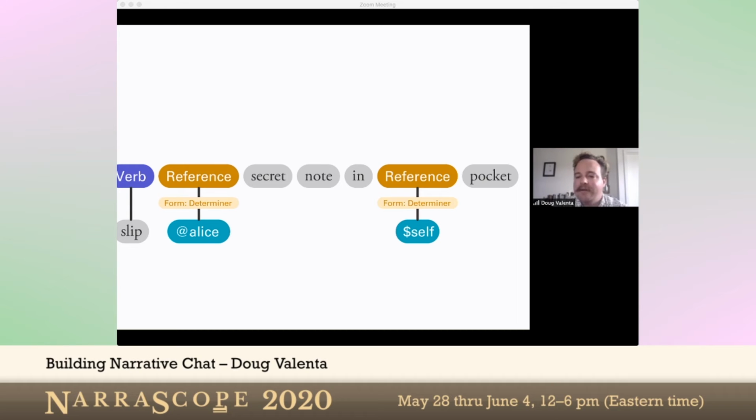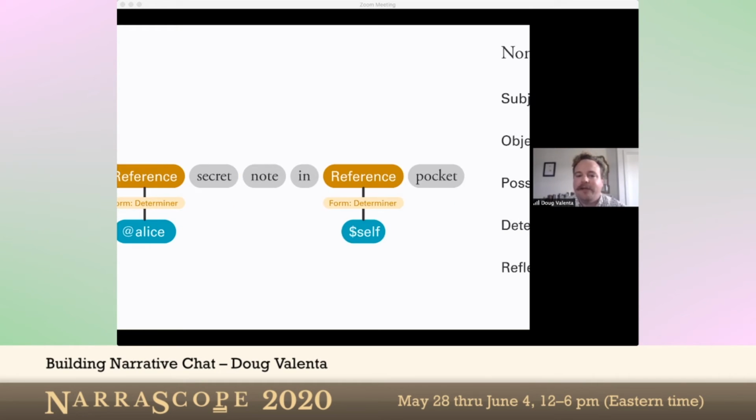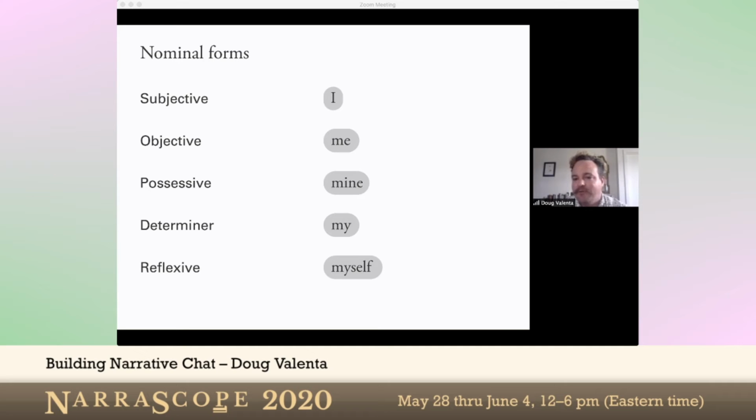And what does that mean for a reference to have a form? Well, what I'm talking about are nominal forms. There are 5 nominal forms in English. They aren't quite cases. Some of them are cases, some of them are not.